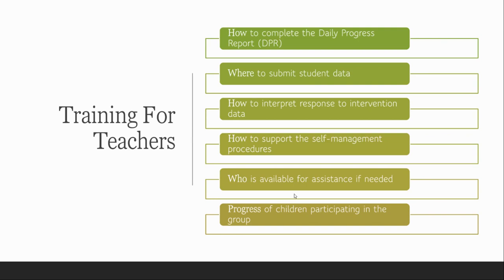Teachers need to understand how to support the self-management procedures that the students learned in those social intervention groups. They need to understand who they need to contact if they need assistance with that student or implementing any of those skills. And then lastly, they need to, again, be kept abreast of the progress of those students that are participating in the group.